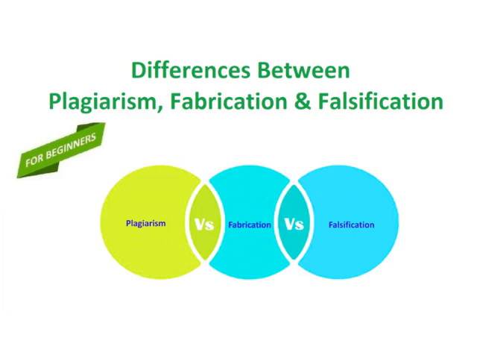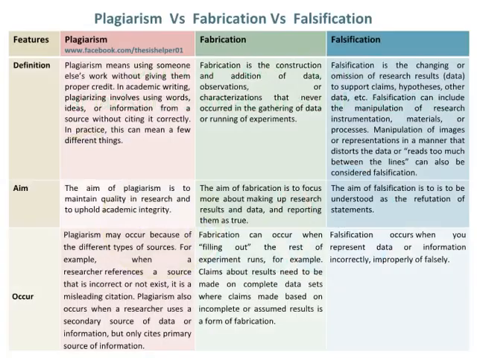Differences between plagiarism, fabrication and falsification. Plagiarism versus fabrication versus falsification. Plagiarism means using someone else's work without giving them proper credit. In academic writing, plagiarizing involves using words, ideas, or information from a source without citing it correctly. In practice, this can mean a few different things.